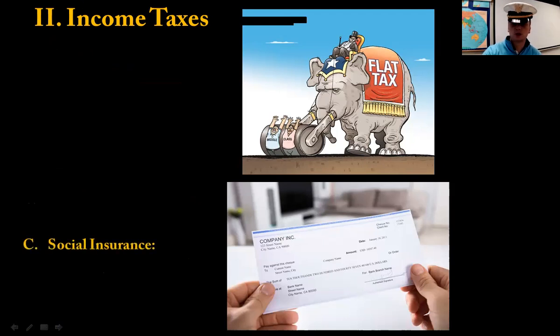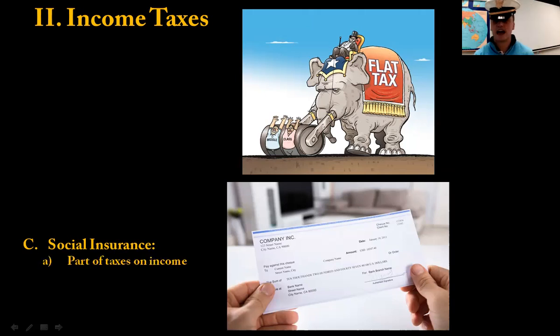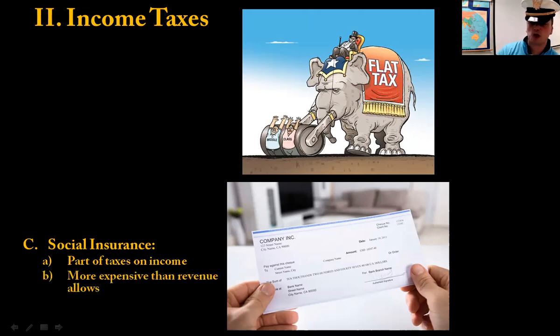And then we've got social insurance type taxes. These come out of your income. They come out of my income. That's the truth. And guess what? You can't handle the truth. Part of taxes come out of your income. They include things like Social Security. The truth is, we haven't been able to afford these programs since the early 2000s.